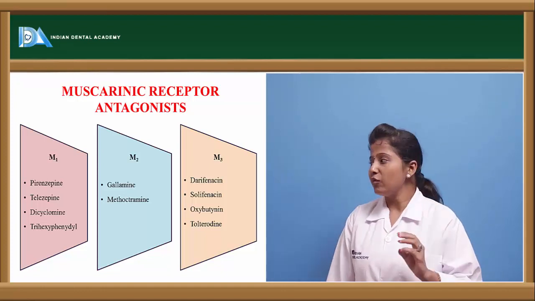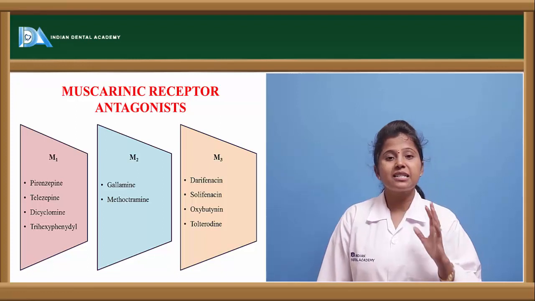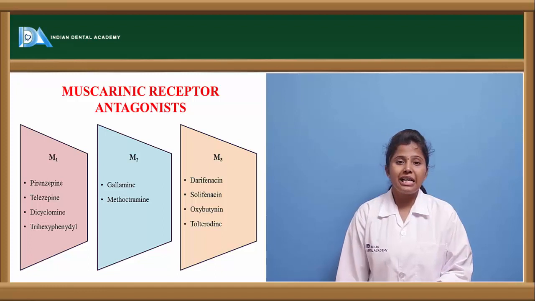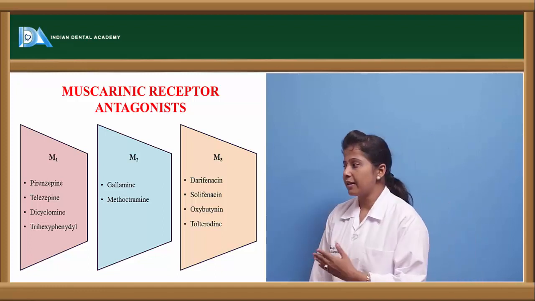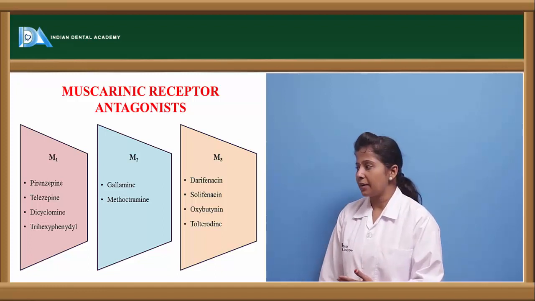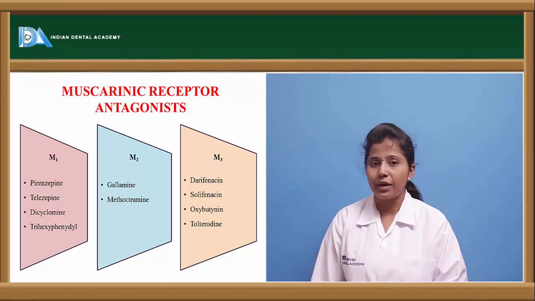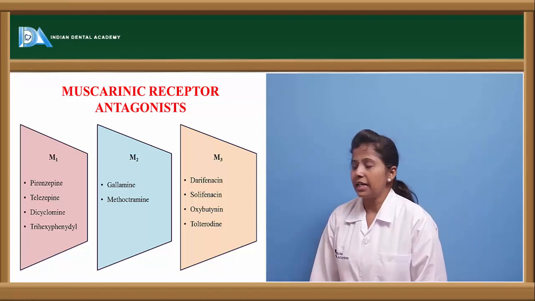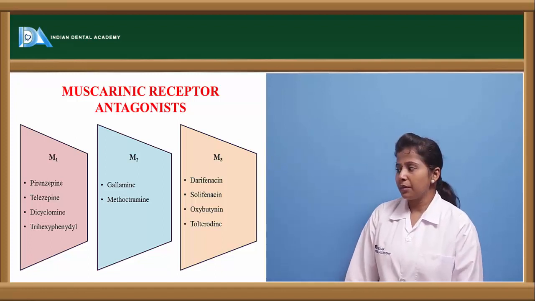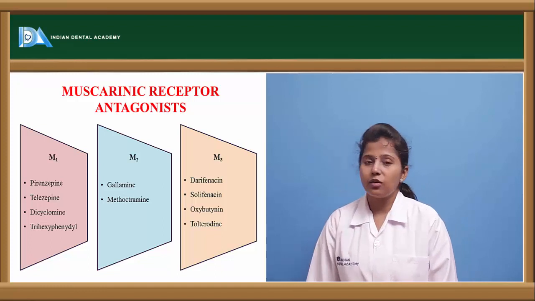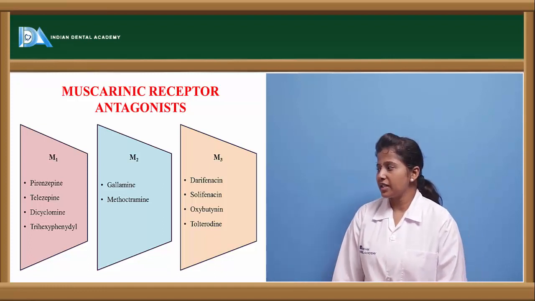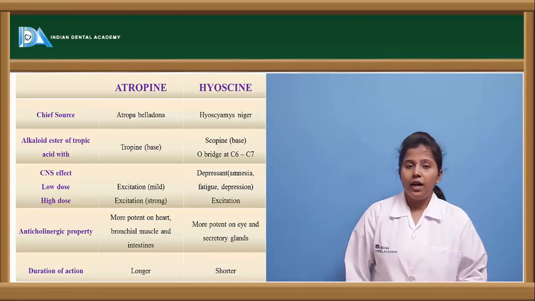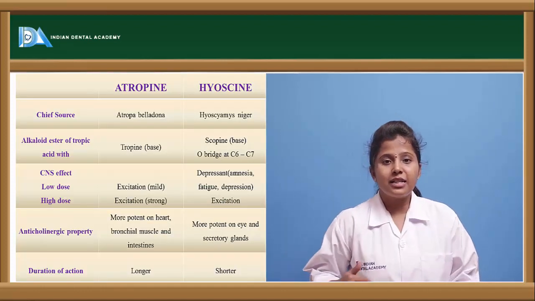Here, M1, M2, and M3 class drugs are clinically used rather than M4 and M5, because those are not clinically reported yet. The M1 receptor antagonists are pirenzepine, telenzepine, dicyclomine, and trihexyphenidyl. The M2 receptor antagonists are gallamine and methoctramine. And the M3 receptor antagonists are darifenacin, solifenacin, oxybutynin, and tolterodine. So let us see the drugs individually.